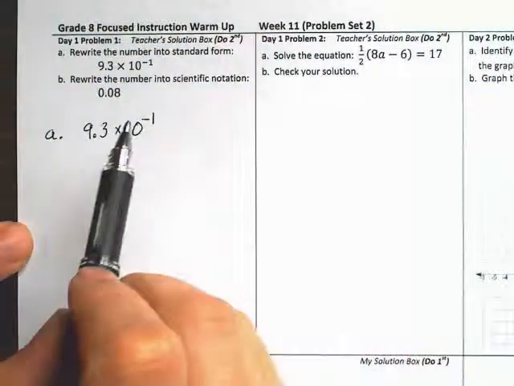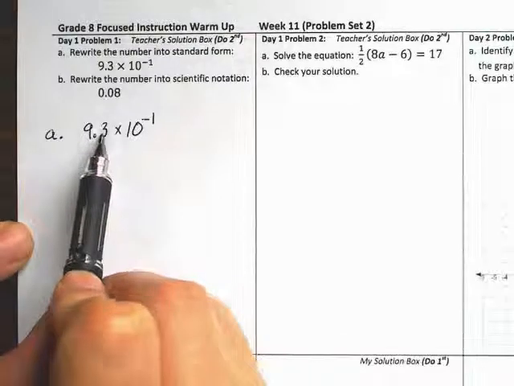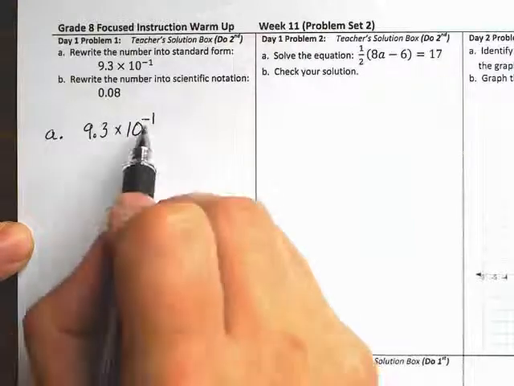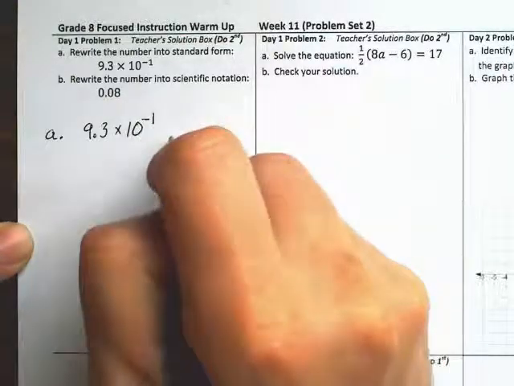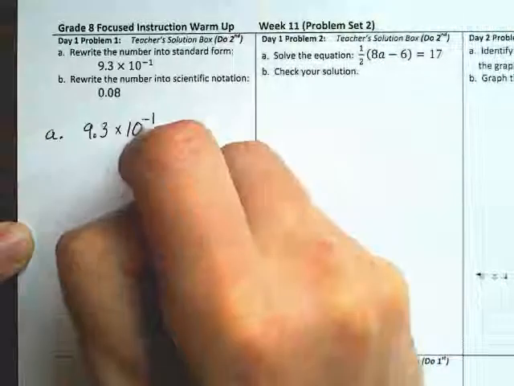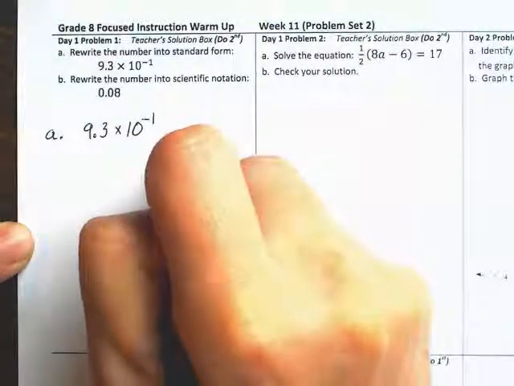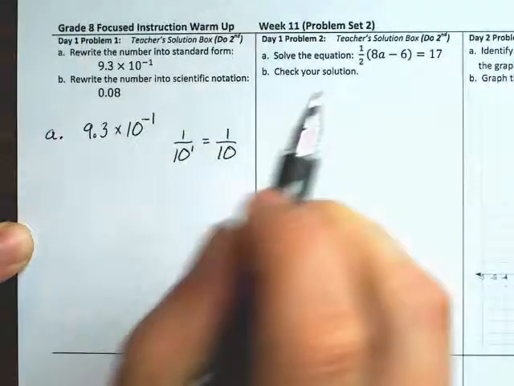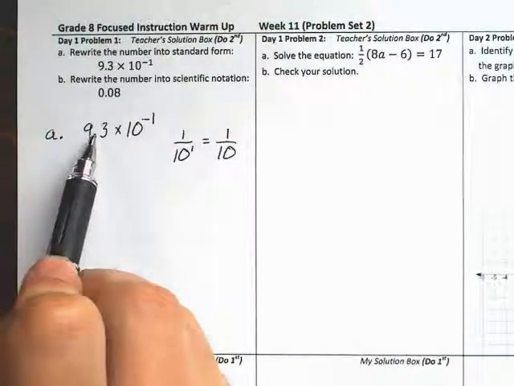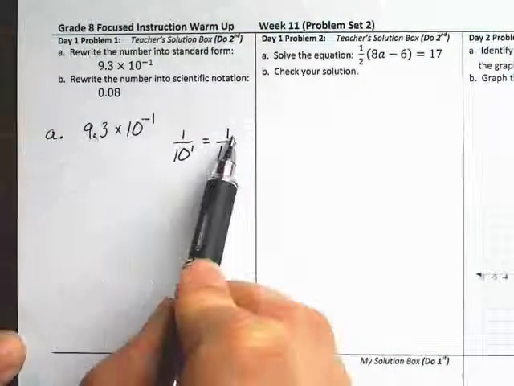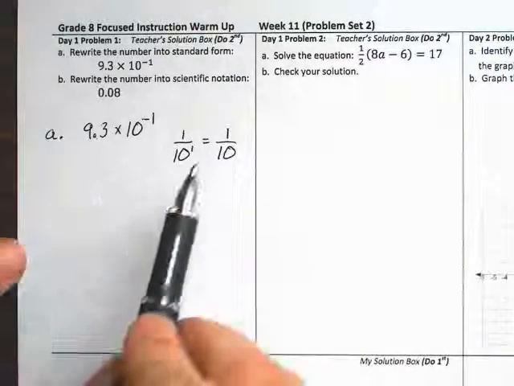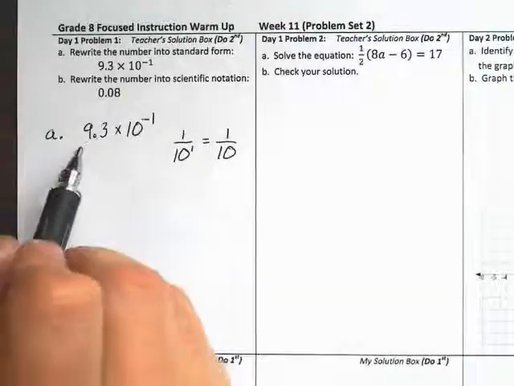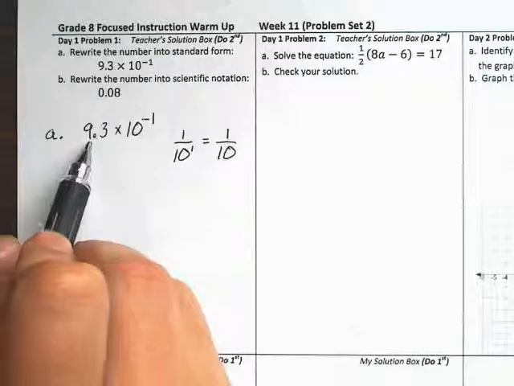And then consider what it would mean to have the number 9.3 and to multiply it by 10 to the negative 1 power. The meaning of a negative exponent is to create a fraction. 10 to the negative 1 power means 1 over 10 to the first power, or just the fraction 1/10. And if you have a number like 9.3 and multiply it by the fraction 1/10, it's going to create an answer that is 1/10 as much as 9.3. And that number would be a smaller number than 9.3.